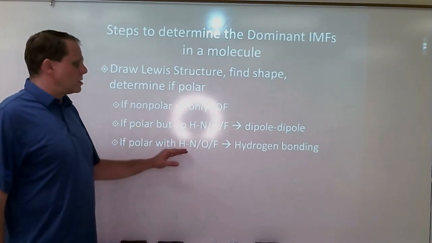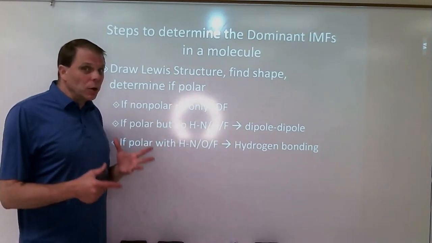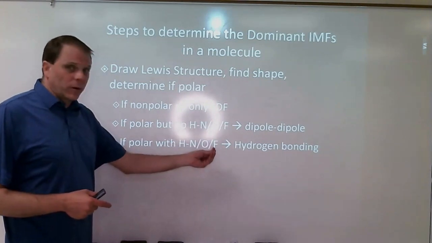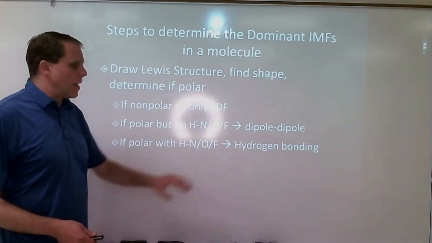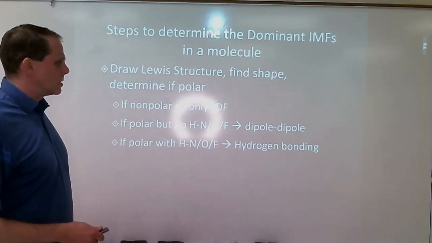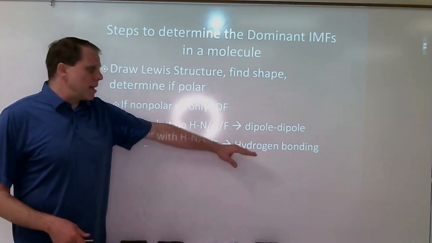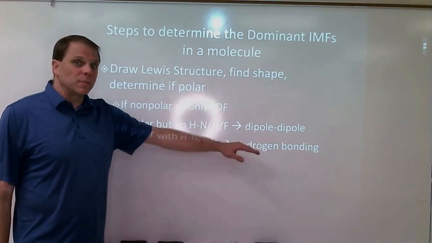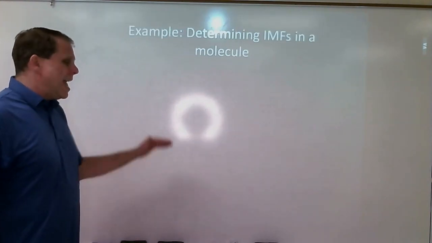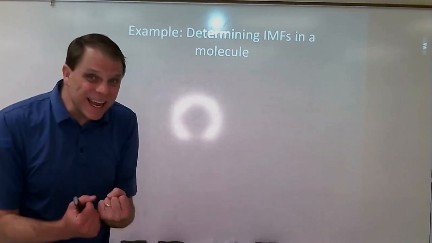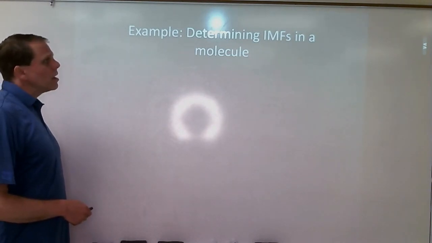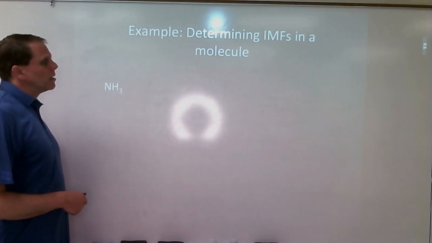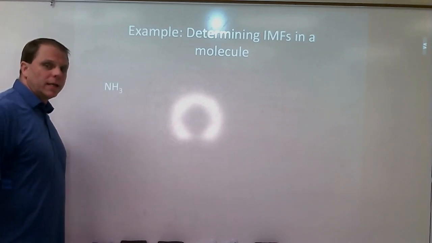And this would have a hydrogen connected to a nitrogen, oxygen, or fluorine, and then attracted to other molecules that are there. That would be hydrogen bonding. That's going to be the strongest. Now, remember, hydrogen bonding is a type of dipole-dipole. It's just a specifically strong type of dipole-dipole. And hydrogen bonding is what holds your DNA molecule together. It's cool, right? Okay, so let's determine some intermolecular forces in this molecule, NH3.